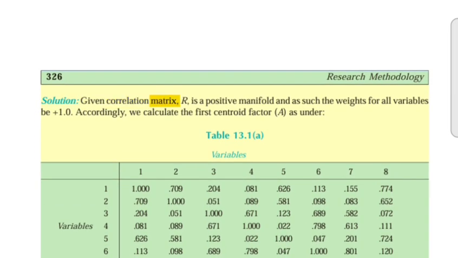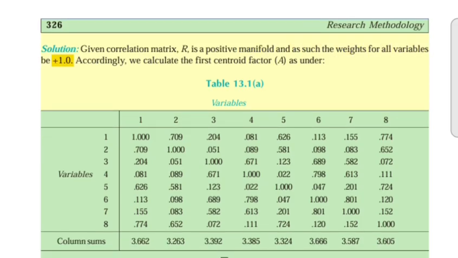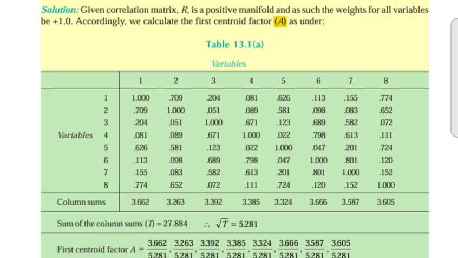Solution: The given correlation matrix, R, is a positive manifold and as such the weights for all variables are plus 1.0. Accordingly, we calculate the first centroid factor A as under.